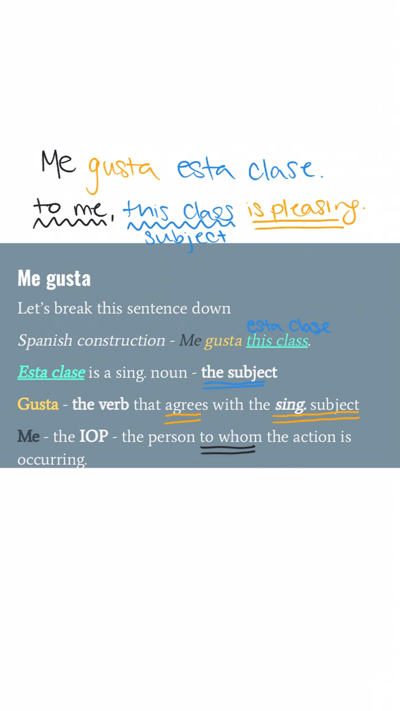And I am the one that's being affected, making me the IOP. Okay? So this is why I point out the difference between yo and me. Because anytime you see me in a sentence, or another IOP for that matter, they are never the subject. It's always the thing that is doing the pleasing that we find our subject. Okay, so let's look at a few more examples here.